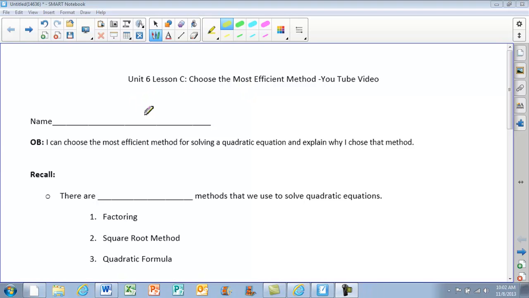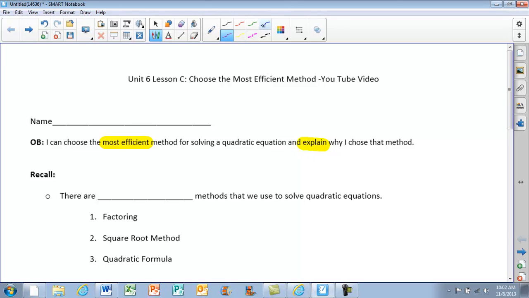This is Unit 6, Lesson C, Choose the Most Efficient Method. Your objective is: I can choose the most efficient method for solving a quadratic equation. You'll also have to be able to explain why you chose that particular method.